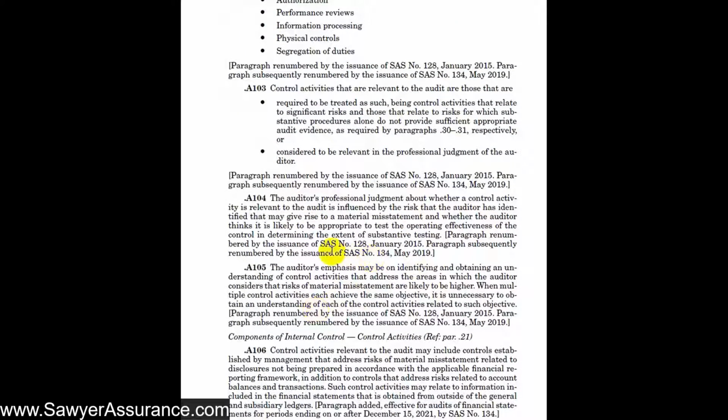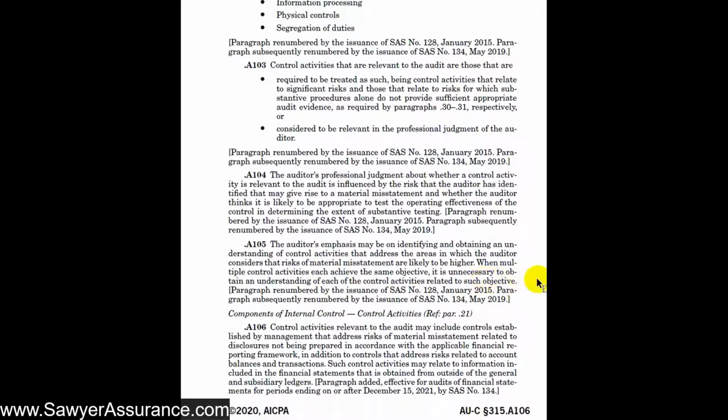And I think that's what's being said in this paragraph. It says here that the relevant control activities are likely ones in areas where we think the risk of material misstatement is higher. And if multiple control activities achieve the same objective, then it's not necessarily appropriate for us to gain an understanding of each and every one of them. We can maybe look at them as a whole or just one of them, as long as it achieves that objective.